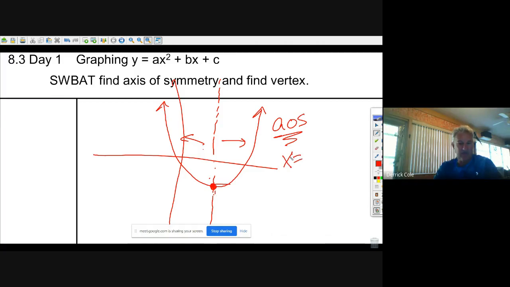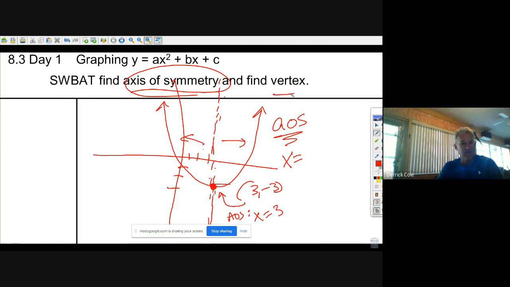It's going to be called x equals. So my vertex is a point, an x and a y value. This one might be, let's see, 1, 2, 3, 1, 2, 3. So it might be 3, -3. All right, that might be the vertex of this particular one. If that's the case, my axis of symmetry would be the x value of that guy, so it would be x equals 3. My axis of symmetry would be x equals 3. My vertex would be 3, -3. All right, so a quick lesson on axis of symmetry and vertex.